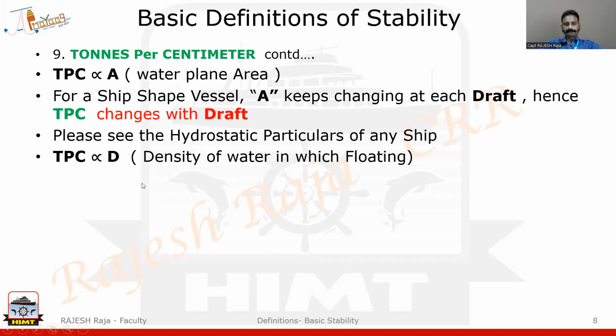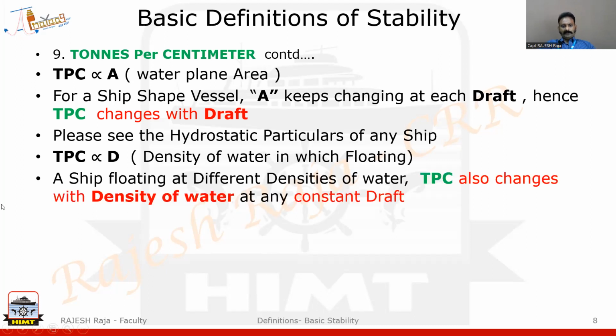Now the second, let us say what is the second? Second one is density. Now, how to understand this? Let us say that I am at a 5-meter draft in salt water. But the same ship can be at a 5-meter draft in freshwater also, or in dock water also. You should realize TPC is proportional to the density. That means how many tons you need to sink by 1 centimeter in salt water cannot be the same as how many tons you need to sink in freshwater. You are at the same draft, doesn't matter. So for a ship floating in different densities, TPC also changes with the density of the water. So this is something important.